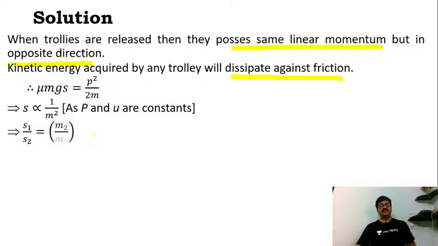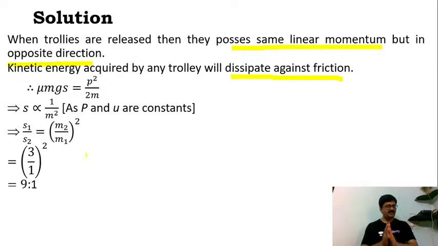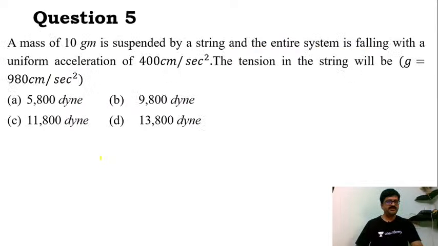So accordingly, S1 by S2 is the ratio that we are supposed to find. It is equal to M2 by M1 whole square, or M2 square by M1 square. M2 is 3 and M1 is 1 kg, so we get the ratio as 9 is to 1. So 9 is to 1 is the answer that we have, my dear friends. I hope this part is very much clear to everyone. Now let me move on to the fifth question.